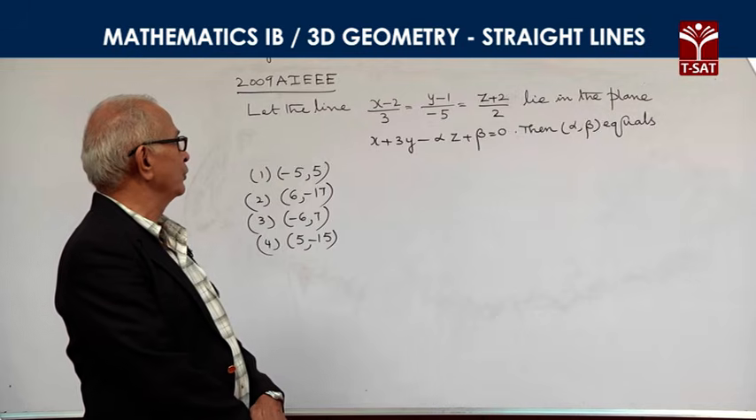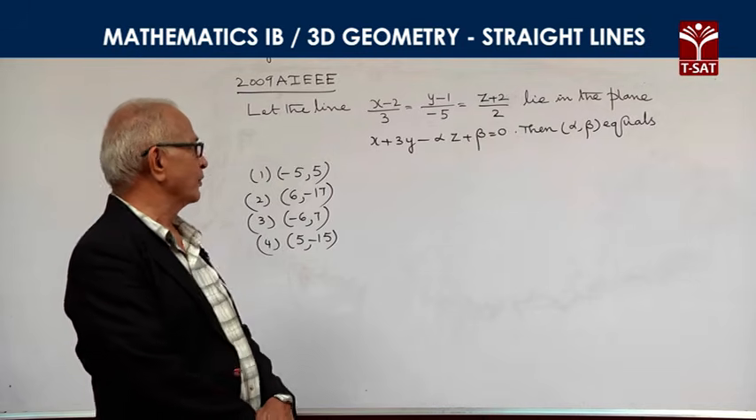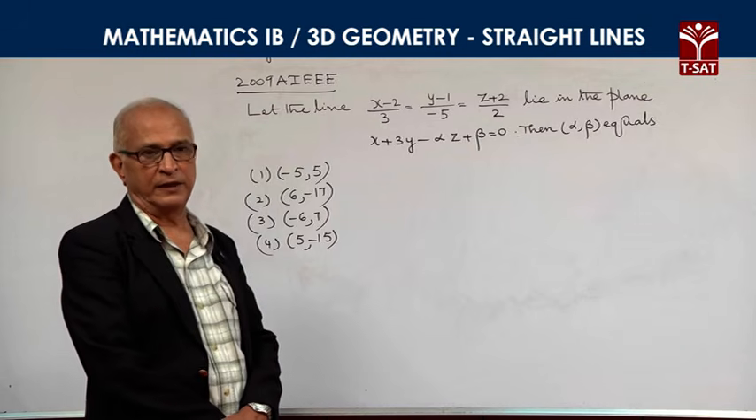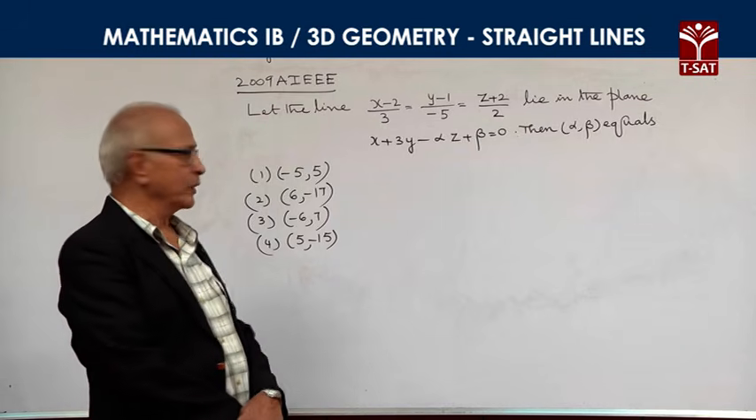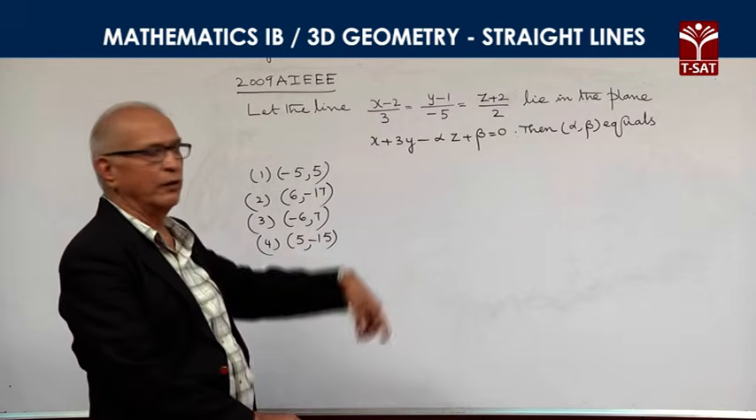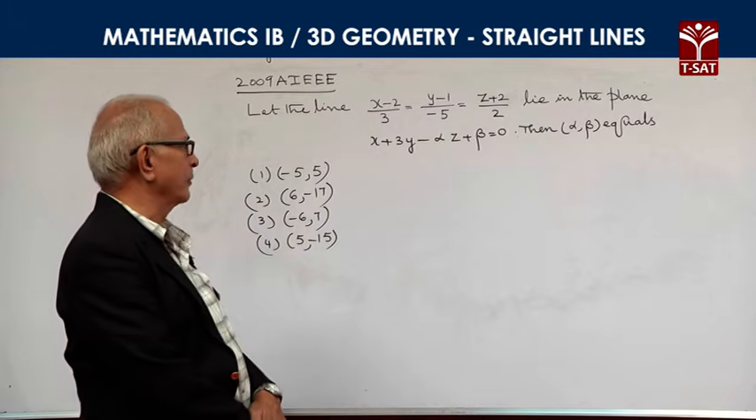The line is given to lie in the plane x plus 3y minus alpha z plus beta equal to 0. What are the constants alpha and beta? The ordered pair alpha, beta.